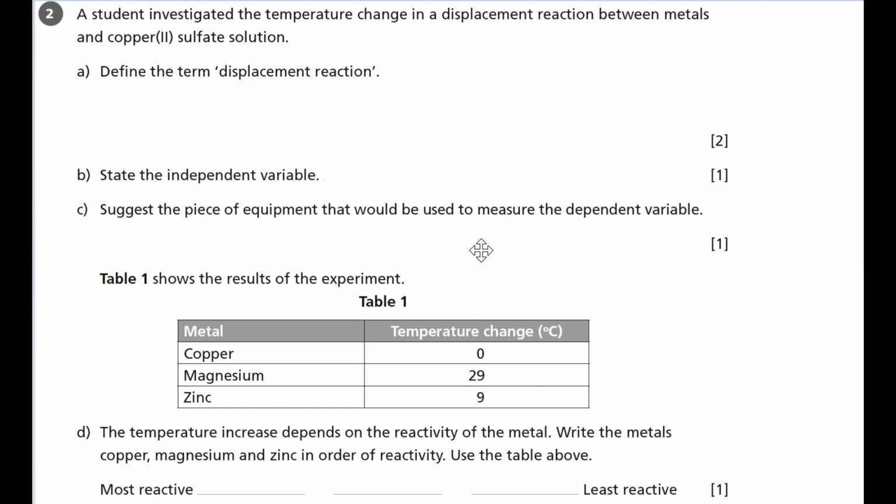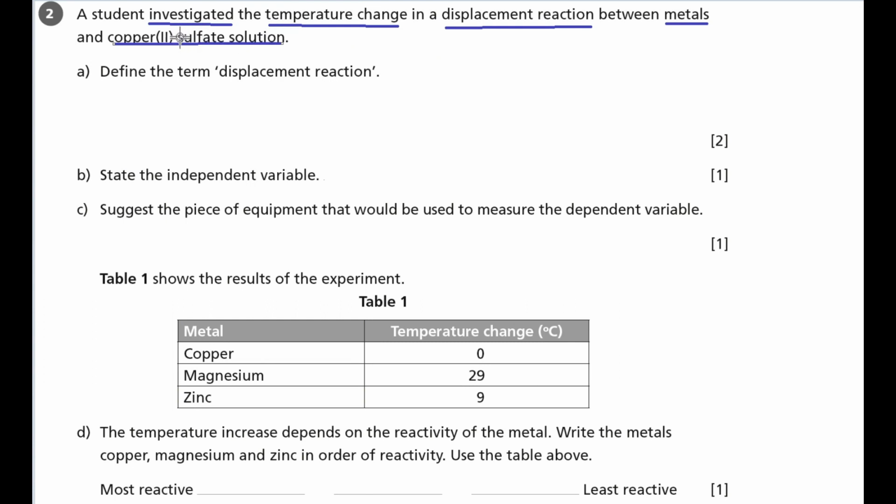Let's read the question together. A student investigated the temperature change in a displacement reaction between metals and copper 2 sulfate solution. So what's the examiner told us in this rubric, this introduction to the question? We're looking at an investigation and we're looking at how the temperature changes and we're looking at a displacement reaction, and it's happening between different metals and copper 2 sulfate solution.